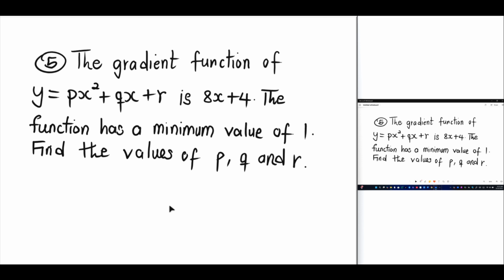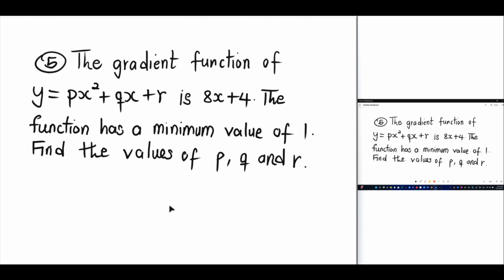All right. Now let's look at our fifth question. The gradient function of the function y is equal to px squared plus qx plus r is 8x plus 4. The function has a minimum value of 1. We have to find the values of p, q, and r.